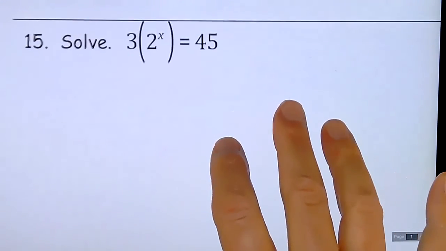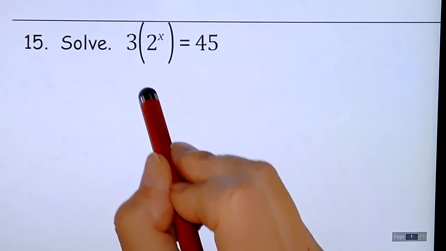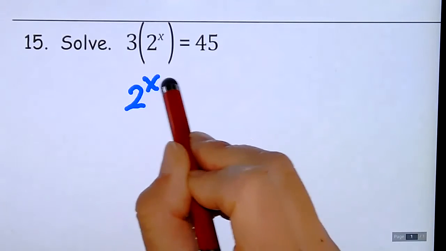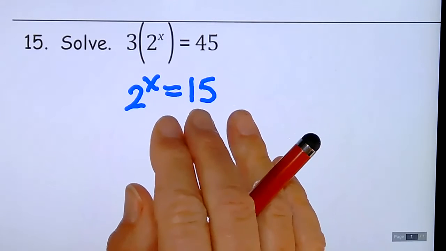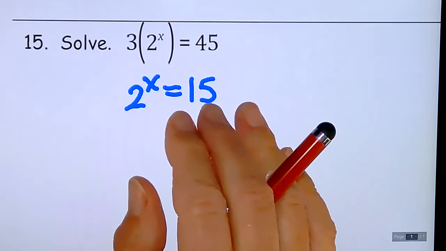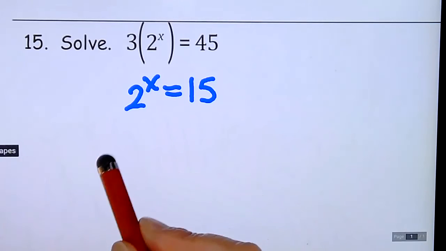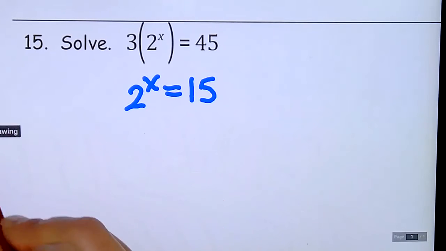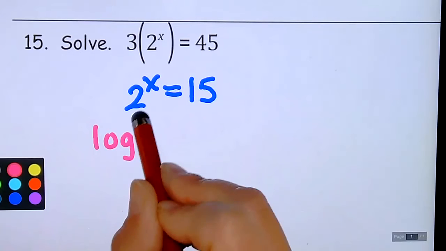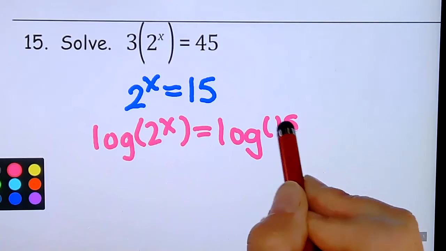this one is an exponential problem, but we need to get our base to a power by itself first. So I'm going to divide by 3. So I'm going to get 2 to the x is equal to 15. Now 2 to the x equal 15 is not a nice one, in the sense that 2 to any nice power is not going to be 15. So I'm going to use logarithms. So I'm going to log both sides, okay? So I am going to take the log of 2 to the x and the log of 15.